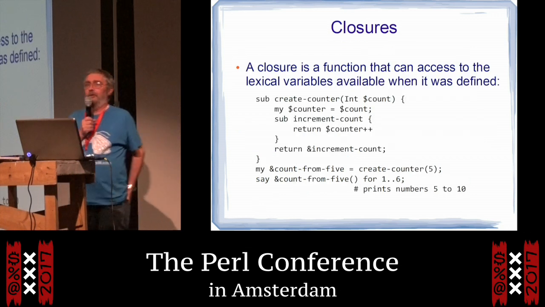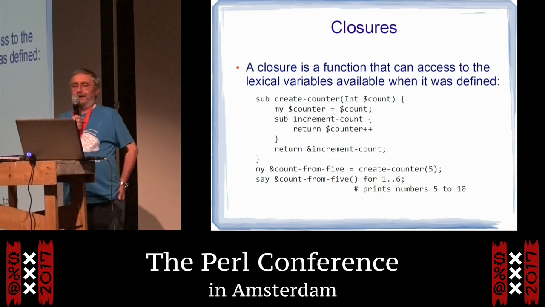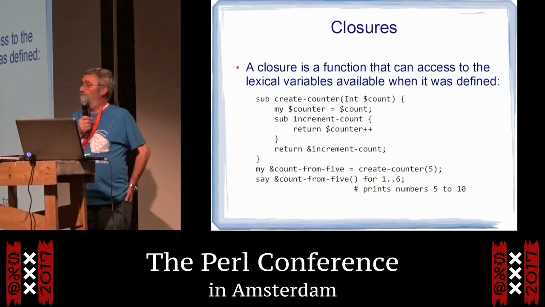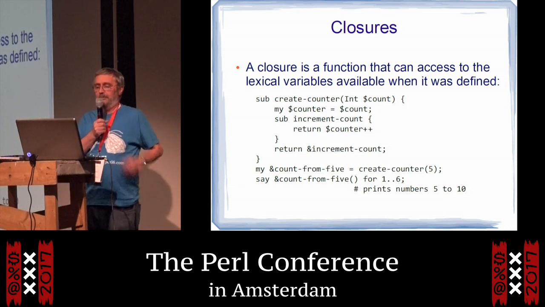Closures is another keyword for functional programming. A closure is a function that can access the lexical variables that were available to it when it was defined. So here I have an example.